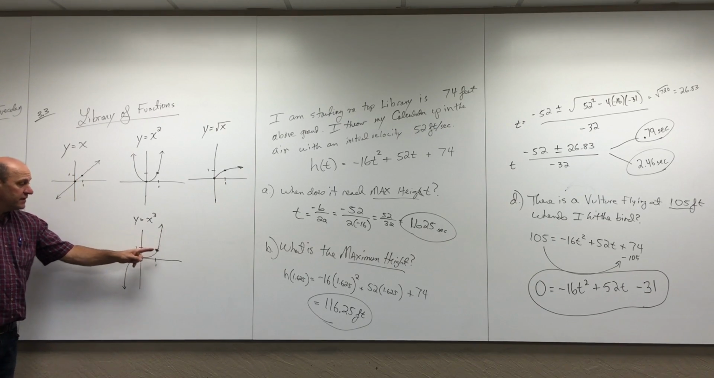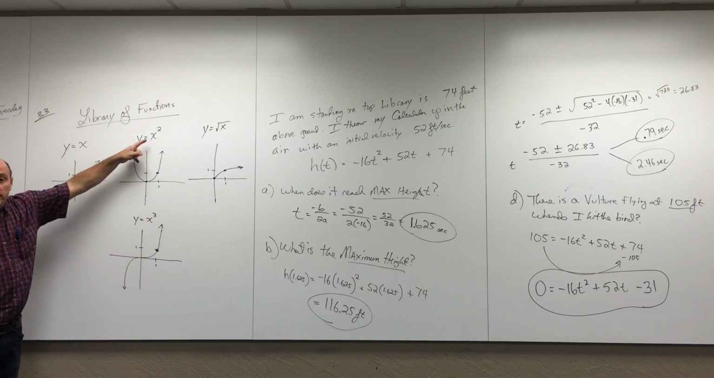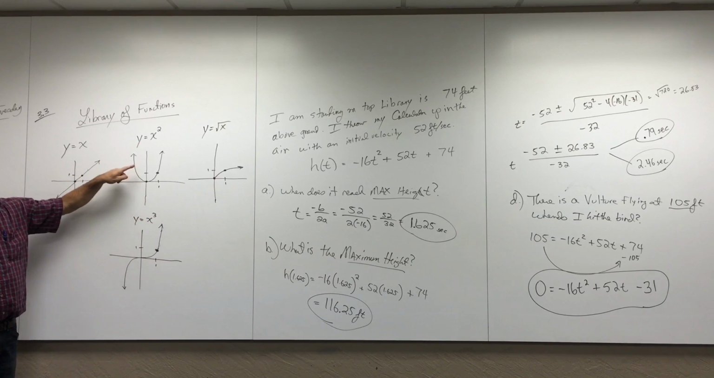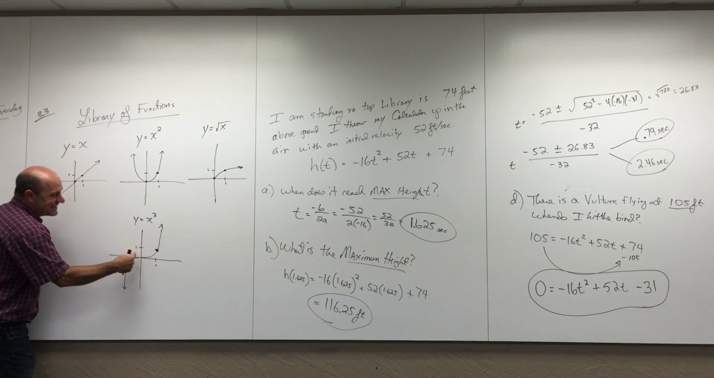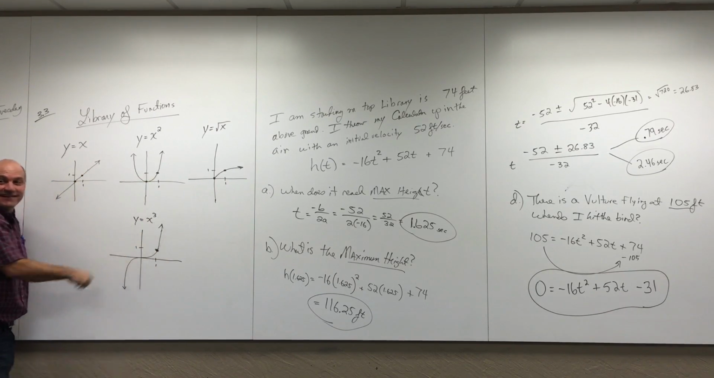It's really steep because it's cubed instead of squared. It's steeper than this guy. Well, it's steeper for this guy after 1. Before 1, he's kind of shallower than this guy. It's kind of funny.